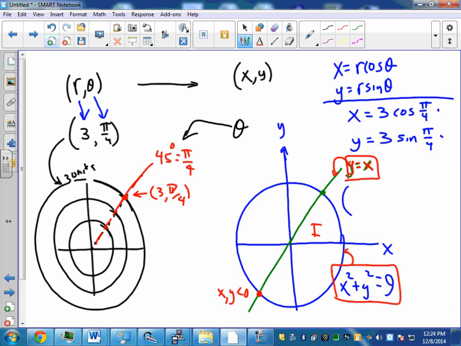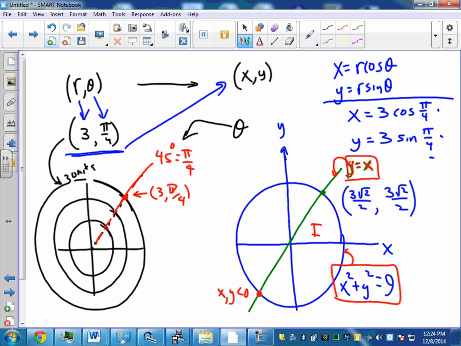So the cosine of pi over 4 is the square root of 2 over 2. So we have 3 square roots of 2 over 2, that's the x. And the sine of pi over 4 is also square root of 2 over 2. So the y coordinate is 3 square roots of 2 over 2. There we are. And so we've solved this problem. We've taken this polar point and turned it into an xy point pretty easily.